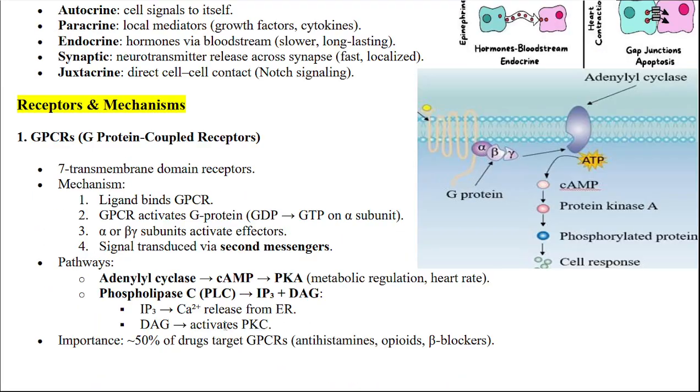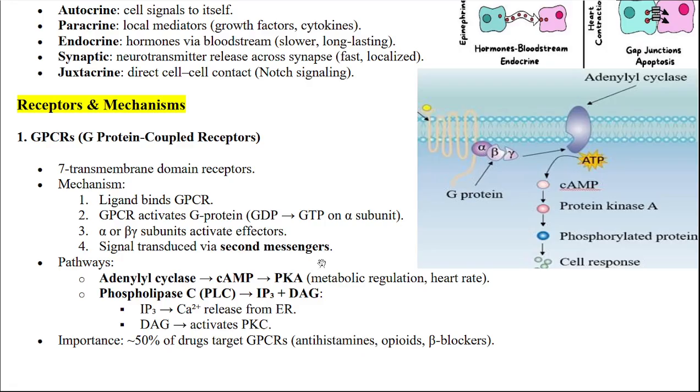But you said it's slow. How does the cell get fast responses? Ah, good point. The intrinsic GTPase activity is often too slow for rapid signaling. So cells have other proteins called RGS proteins, regulators of G protein signaling. These act as GTPase accelerating proteins. They bind to the active alpha-GTP subunit and dramatically speed up the GTP hydrolysis. So they help turn the signal off quickly. Exactly. They ensure the signal is brief and precisely timed, which is crucial, especially in the nervous system.